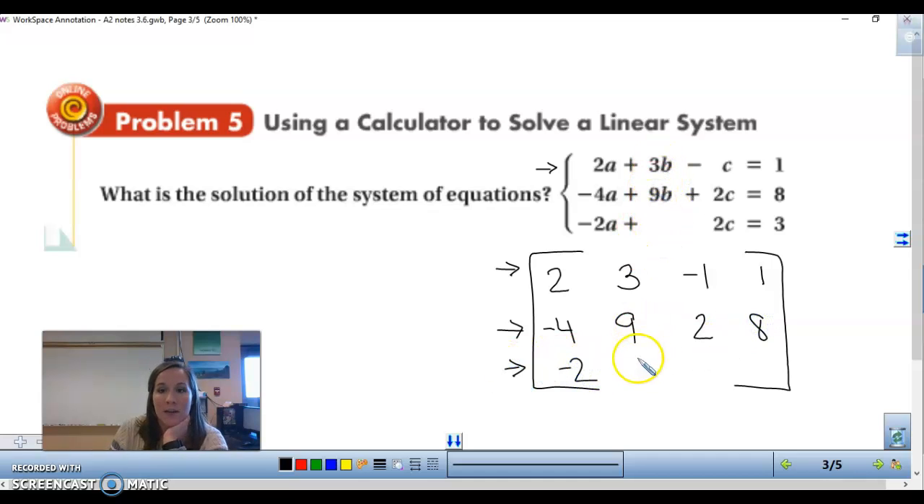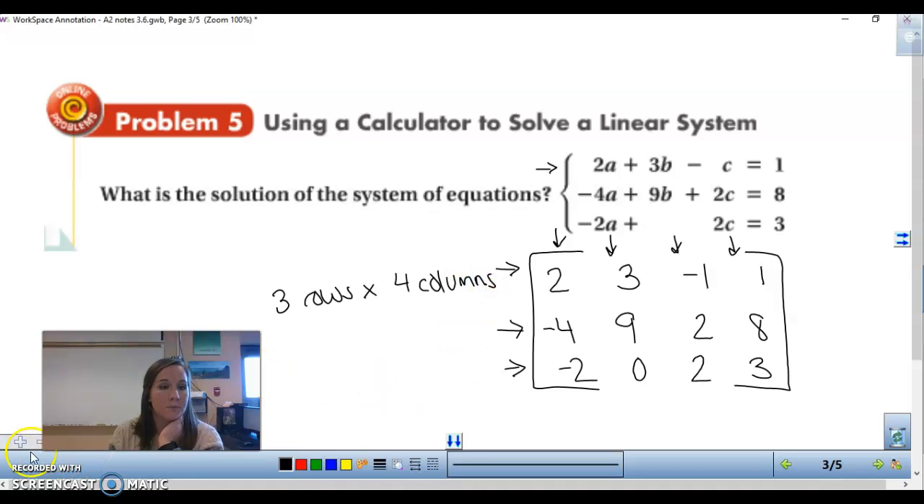There is not a B, so because there's not a B, we're going to plug in 0. And there's a 2 with our C, and 3 with the answer. So instead of a 2 by 3, we have 3 rows and 4 columns. So this is a 3 by 4 matrix. So we're going to plug that into your calculator.